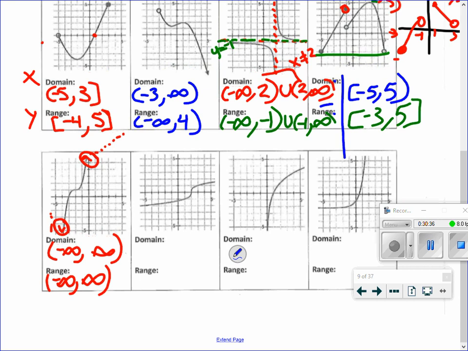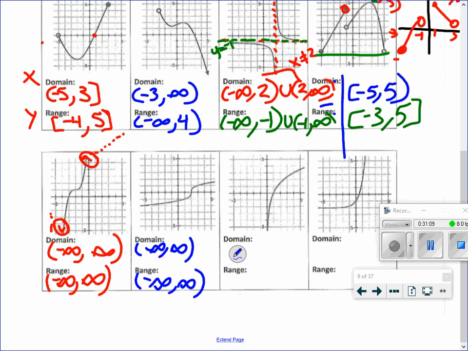Callie, will you give us our domain and range for that one? The domain is open bracket negative infinity, and then infinity, open bracket again. And then the range is the same thing. Good. So note that your domain and your range will be negative infinity to infinity if the graph extends to the side and then up and down.